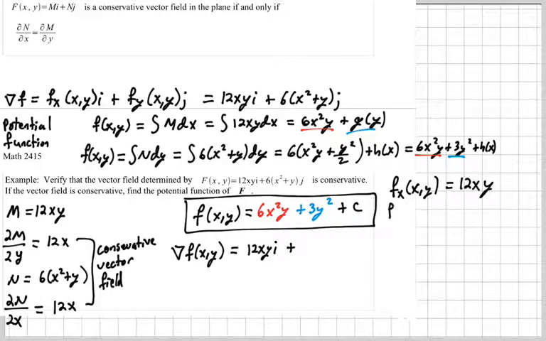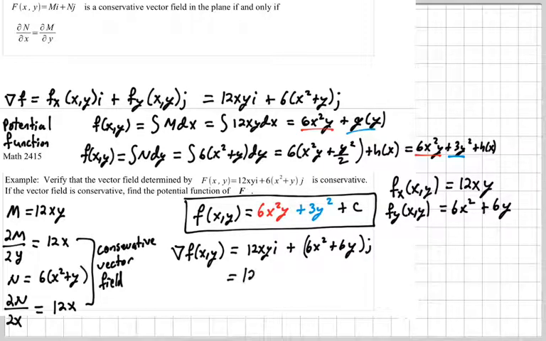Okay, now when we take the partial derivative of our potential function with respect to y, we're going to have 6x squared plus 6y, and then the derivative of the c would be gone, it'd be 0. And that's our j component. Okay, and then we can go ahead and rewrite that as 12xy i plus 6 times the quantity (x squared plus y) j. And so we have verified that we did find the potential function, because when we find the gradient of the potential function, that gives us our vector field.